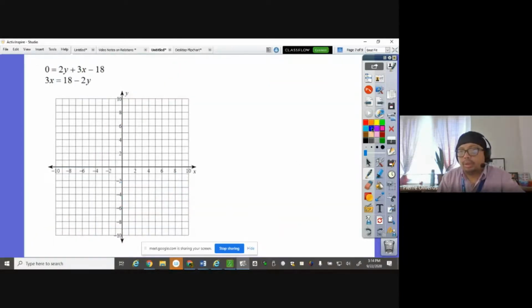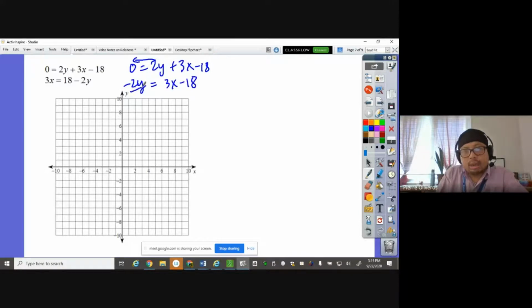All right. What if we're given equations that are random? It means they're not in slope-intercept nor standard form. So same thing, I'm going to find the slope-intercept form. For the first one, 0 equals 2y plus 3x minus 18. I'm going to move the 2y to the left by subtracting 2y here. This will be 3x minus 18. I'm going to divide by negative 2, negative 2, negative 2. So that will give me y is equal to negative 3 halves x plus 9.